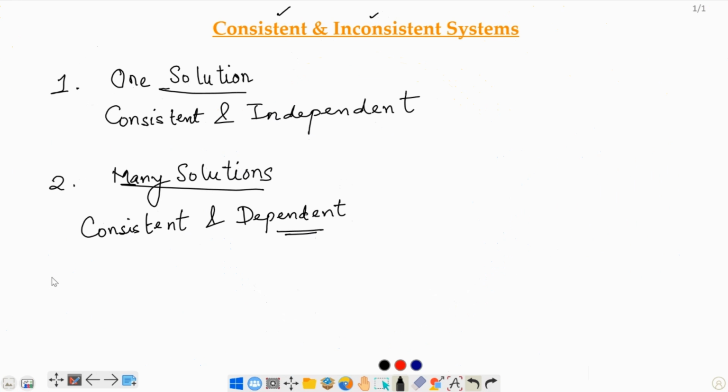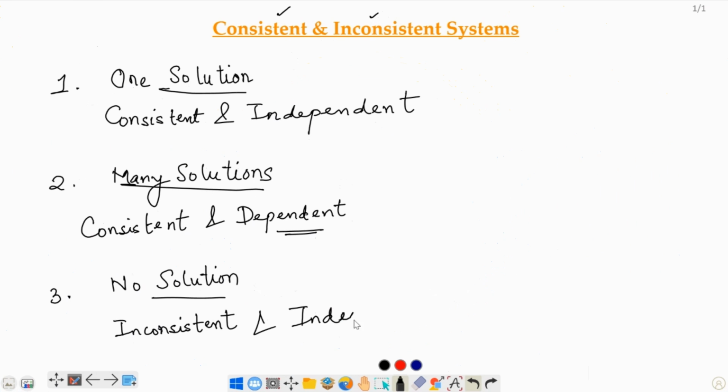Now, sometimes there are going to be no solution at all. And if there is no solution, it's going to be an inconsistent system. Besides, it's also going to be independent, okay? So make sure you know this information, yeah? Let's do some examples where we will see when this situation occurs, okay?